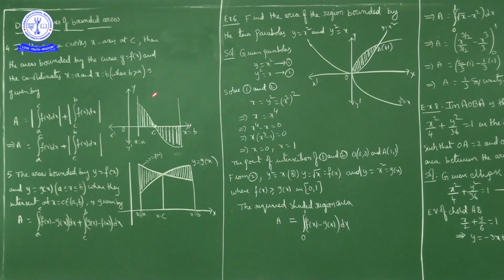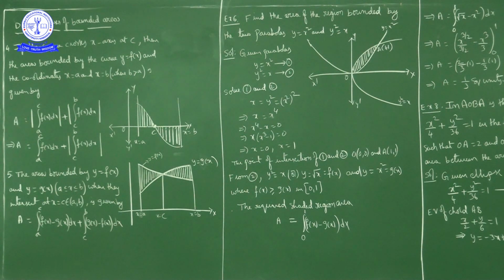The positive part we will write as it is, integral a to c f of x dx, plus integral c to b f of x dx, and for this part we will keep the modulus. Okay, next, from a to b, suppose g of x is the upper curve and f of x is the lower curve. In such a case, the area is integral a to b upper curve minus lower curve.